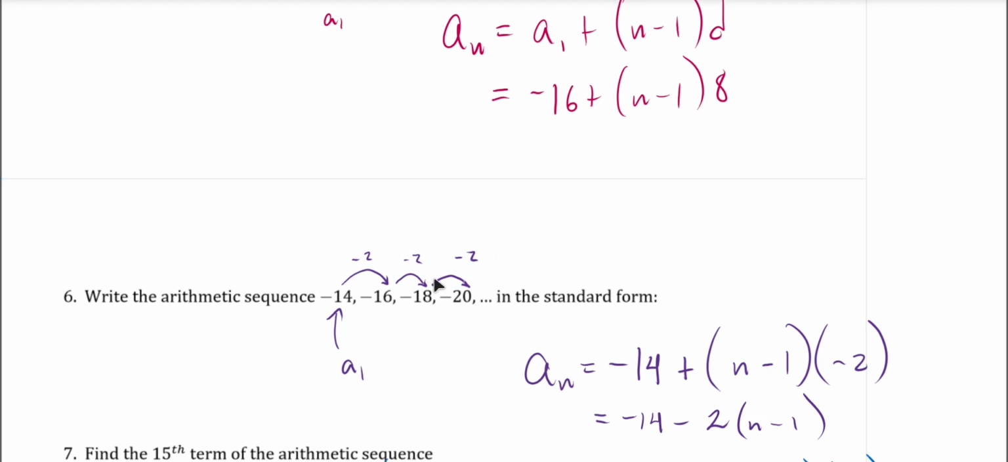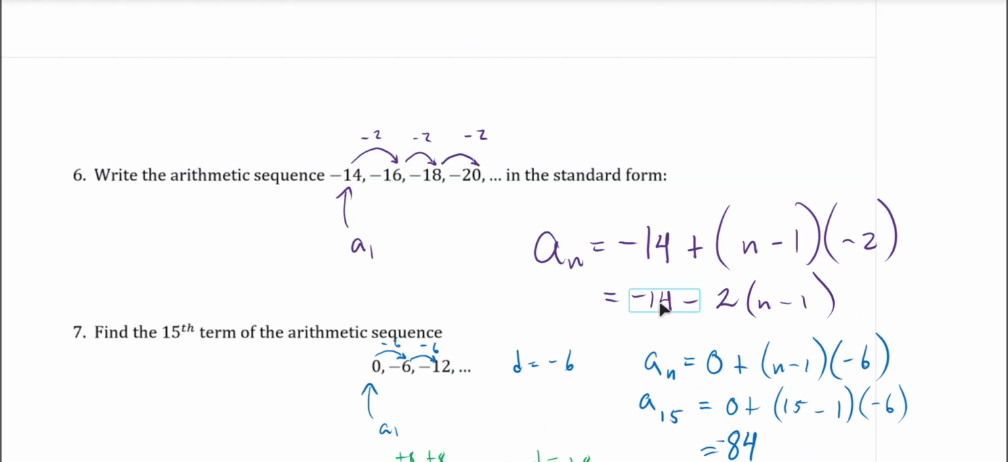We go down by 2 each time. So we want to put a minus 2 here. It's customary to rearrange things a little bit and change this plus to a minus if this d is negative. And we could even put the d up front here. It really doesn't matter as long as we have n minus 1 times d, and we are adding that to our a1 term.